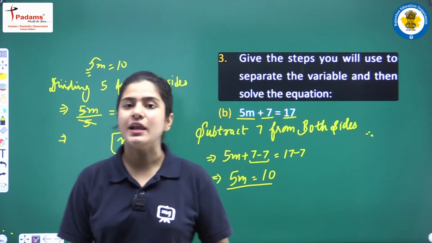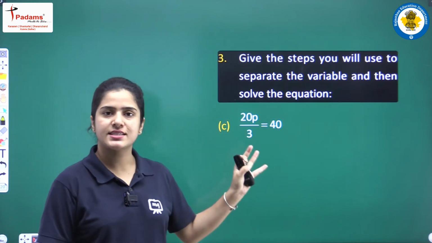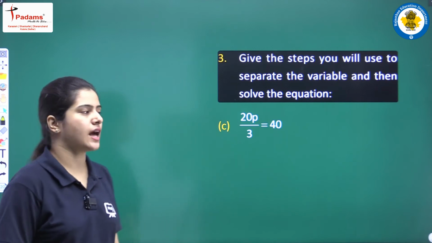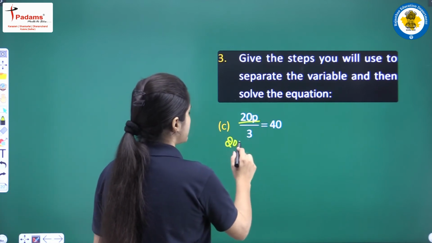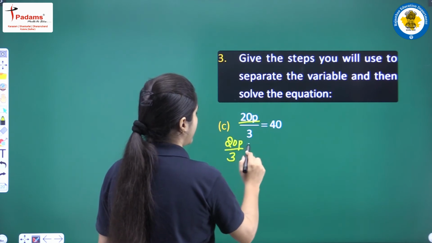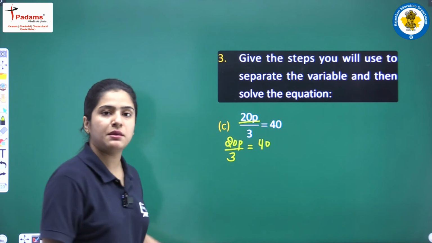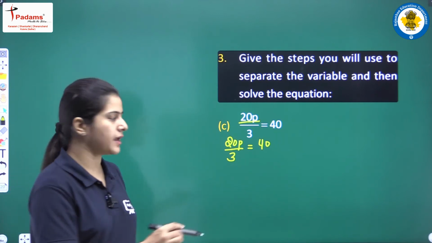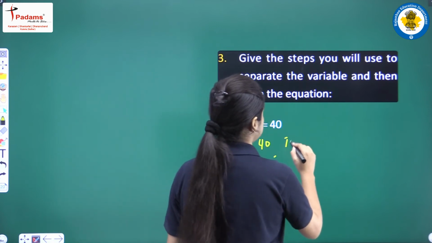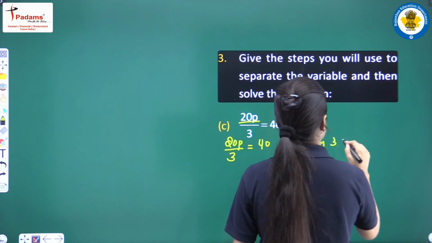Okay students, looking at another question, 20p upon 3 is equal to 40. Now you can clearly see 20p is in division with 3, and it is resulting in 40. So what will we do to eliminate this 3? We have to multiply by 3 on both the sides. So we'll multiply 3 on both sides.